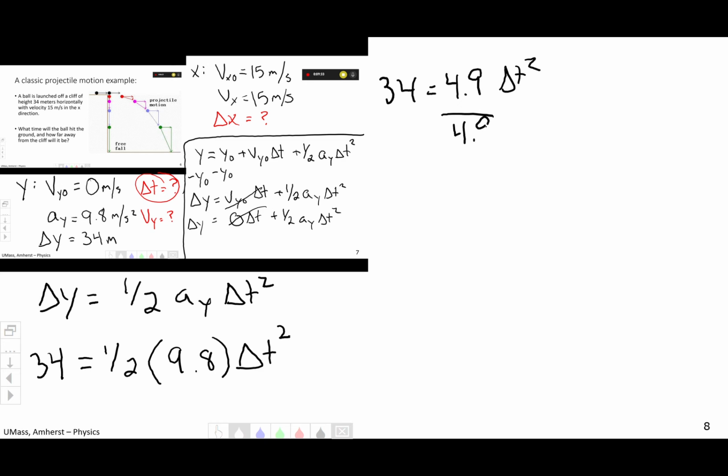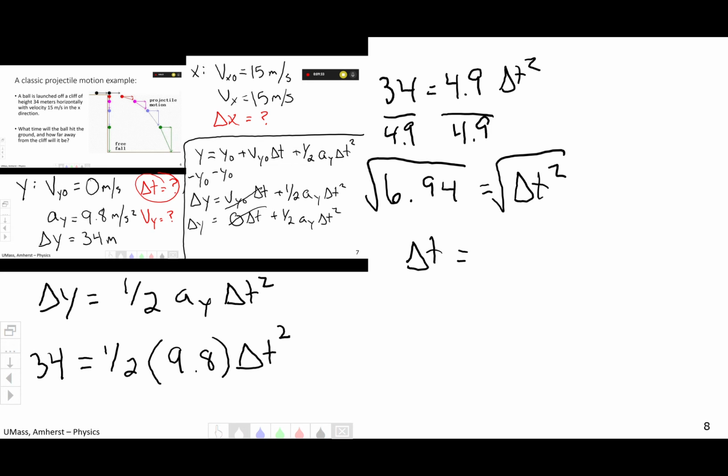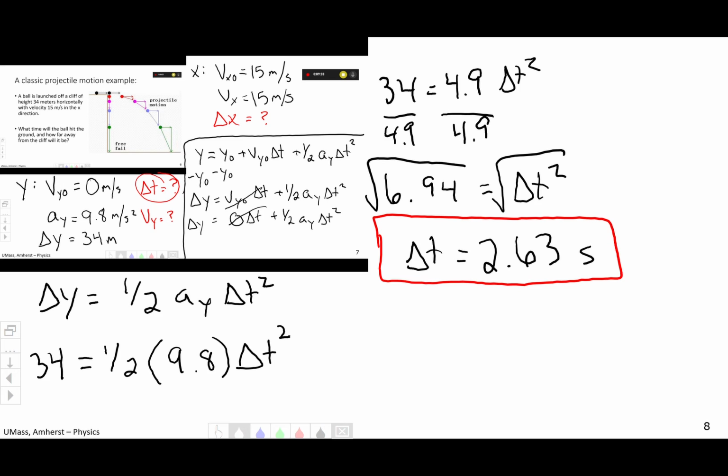So if we divide by 4.9, we're going to end up with 6.94 equaling delta t squared. And then, of course, we take the square root, and we end up with a delta t of 2.63 seconds. So now we know delta t. That's the first piece of information we wanted. What time will the ball hit the ground? 2.63 seconds later.